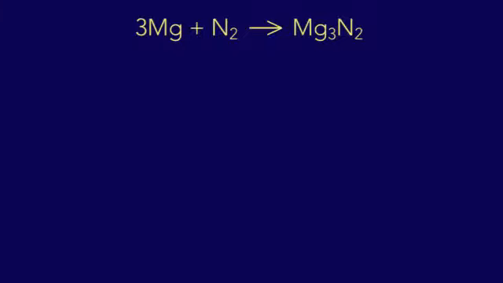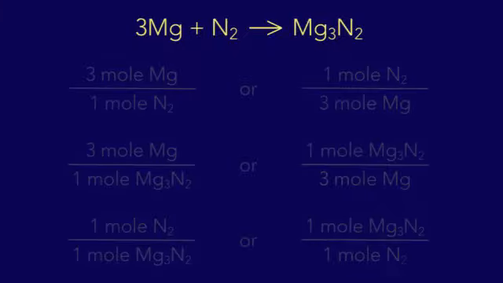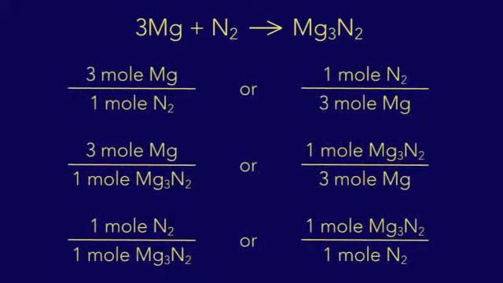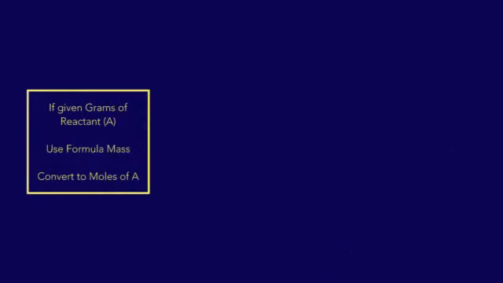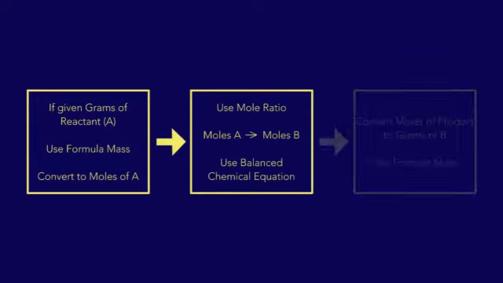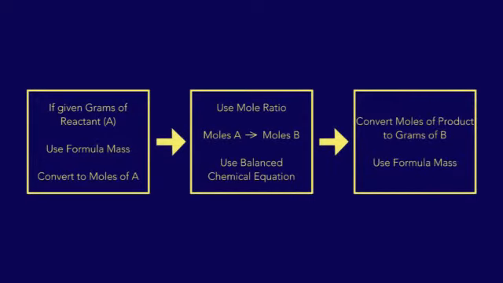Let's see if we can figure out all the mole ratios in this example. These are all the ratios I could come up with for this equation. Take a minute and look at them. You're going to be asked to do a lot of calculations in class, but don't overthink it. All these problems are pretty much the same. If you're given grams of reactant and asked to calculate grams of product, start by using the reactant's formula mass to get moles. Then use a mole ratio and finish up with the formula mass of the product to get back to grams.